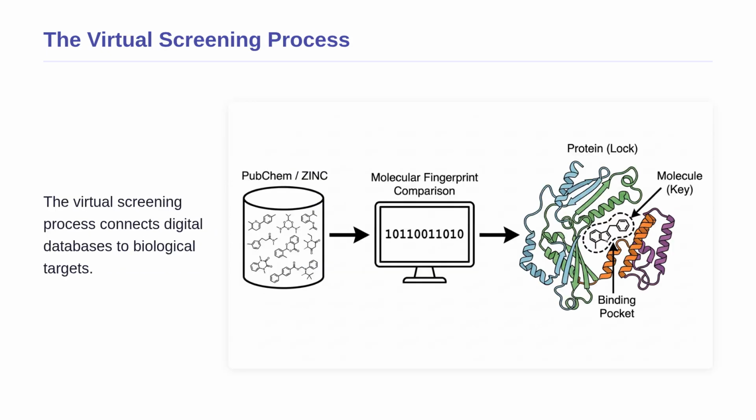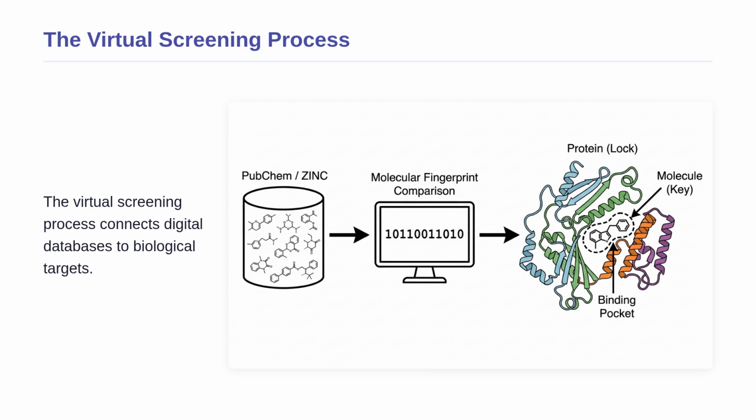So, we have proven how the mathematics works. This brings us to a visual summary of the entire process. On the screen, you are looking at a complete schematic of virtual screening. On the far left, we have a cylindrical database representing PubChem or zinc, filled with thousands of small molecule structures.